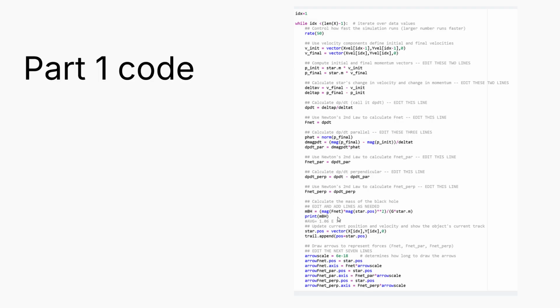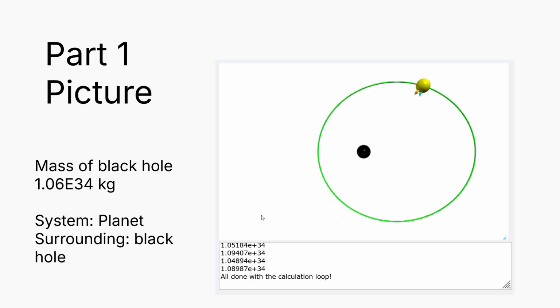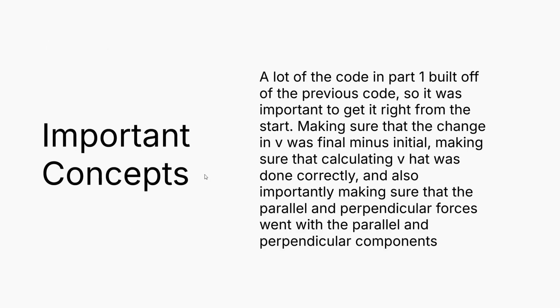And then you can figure out the mass of the black hole by taking the magnitude of the net force times the magnitude of the star position squared, divided by the gravity constant times the mass of the star. So yeah, pretty cool. I ended up getting the mass to be about 1.06e34 kilograms. It's pretty heavy. The system is your planet surrounding a black hole. Nothing crazy to do there, but it's just another picture of it.